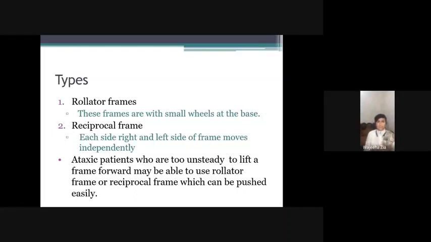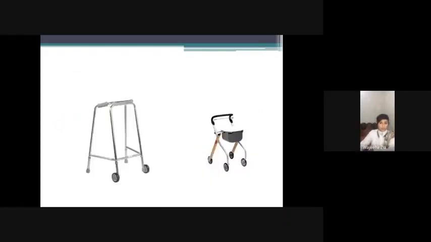The reciprocal frame, these frames are movable. These are not the fixed ones. It can be moved in the right and the left directions. It can also be used for patients who are not good in coordination. So these are the rollator frames you can see, and this is a rollator frame with a basket. In this basket, the patient can keep his important things with him while moving.